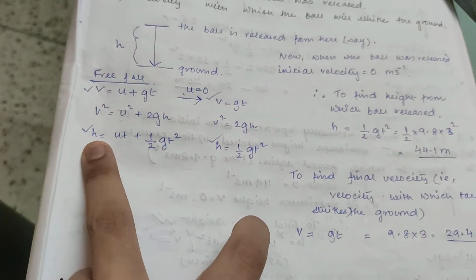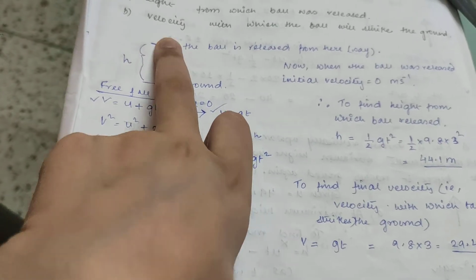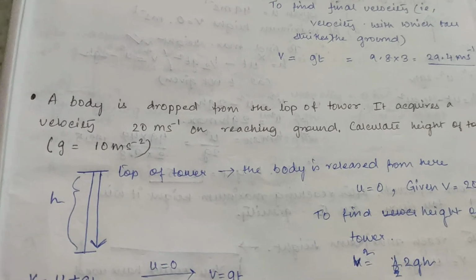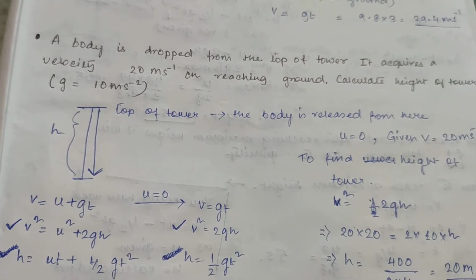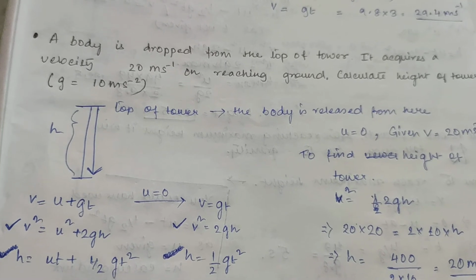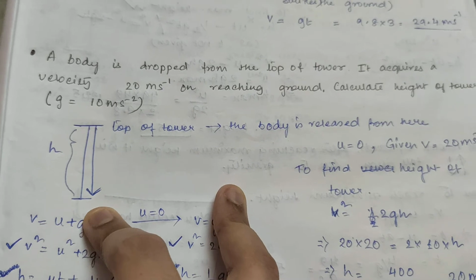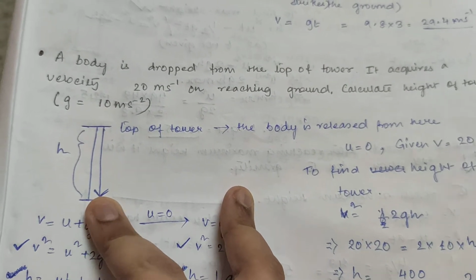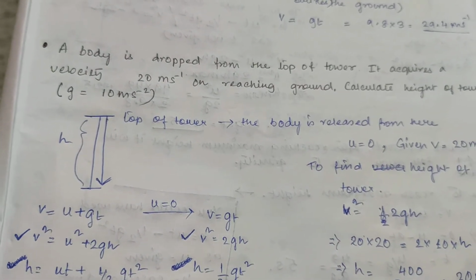Same here. In place of s, we write h, just to denote the height which it has travelled. See the next one. A body is dropped from the top of a tower. It acquires a velocity of 20 meters per second on reaching the ground. Now, it said that a body is dropped from here. Say this is the height which it has travelled. And when it reaches the ground, V is given to us, 20 meters per second.